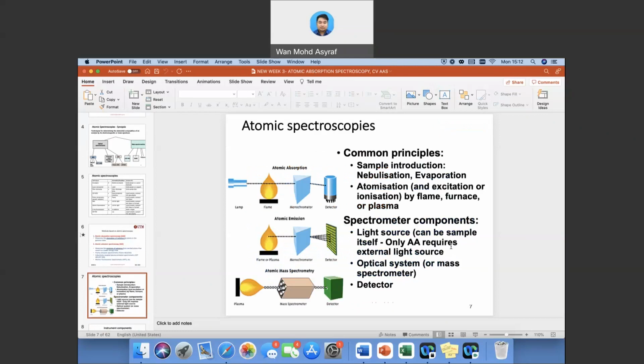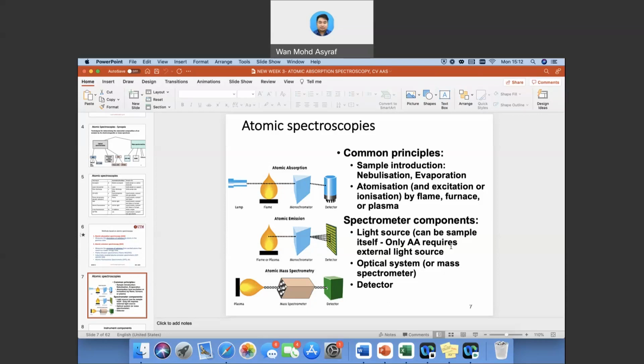All right. This might be a figure that you can understand much better. The common principle of atomic spectroscopy is that before we go into each of the instrumental parts, you need to know that we need some kind of sample introduction, which is nebulization and evaporation. Atomization, as I mentioned, needs to happen first before the sample is analyzed. So atomization and excitation by flame, furnace, or plasma.